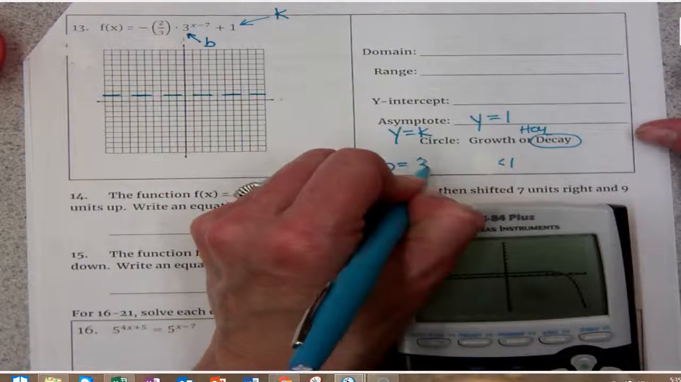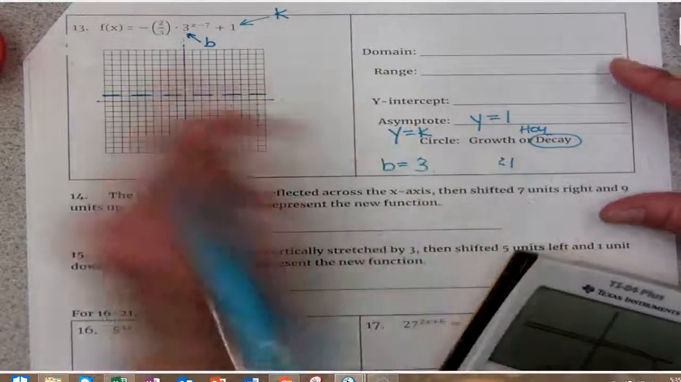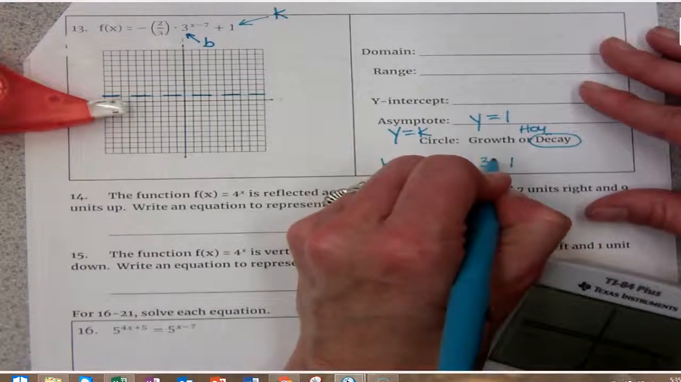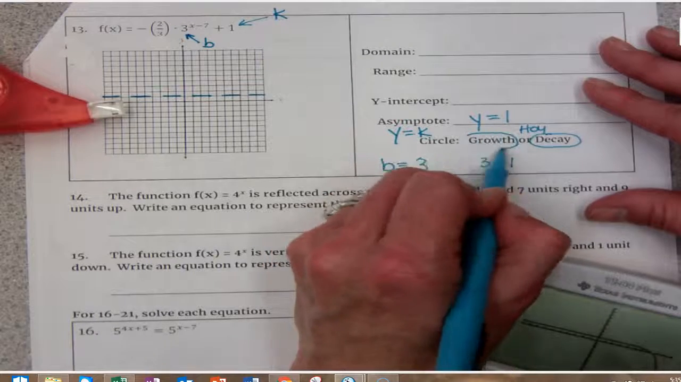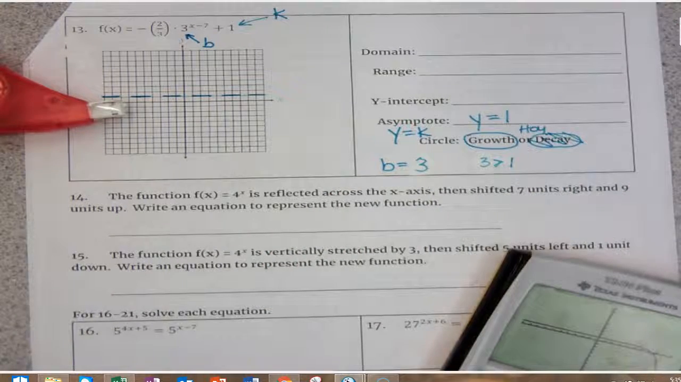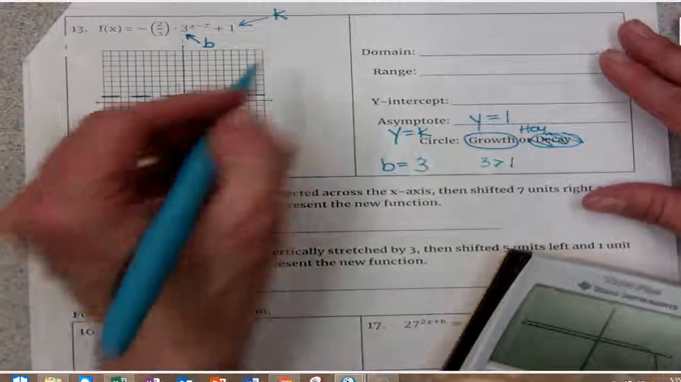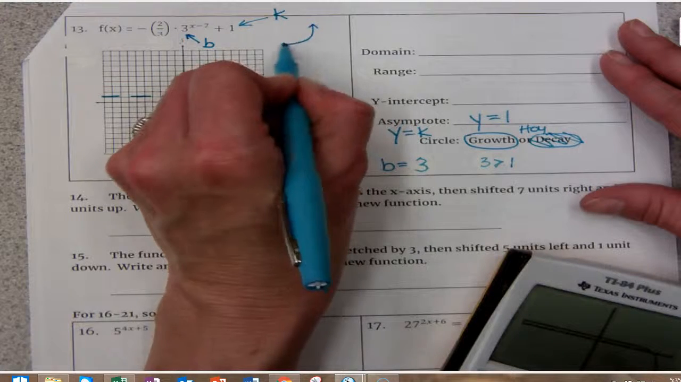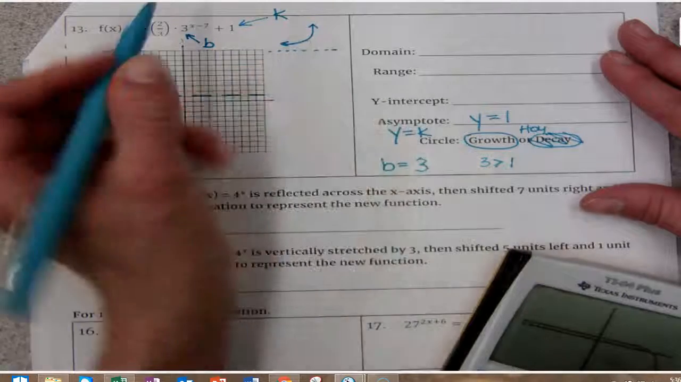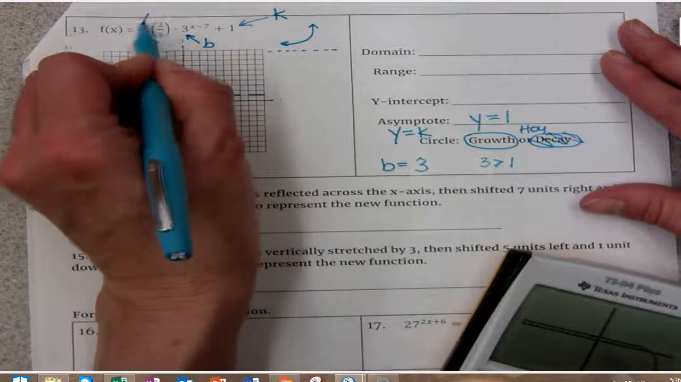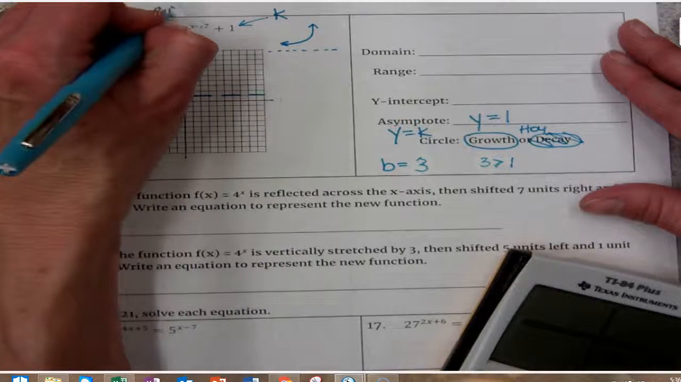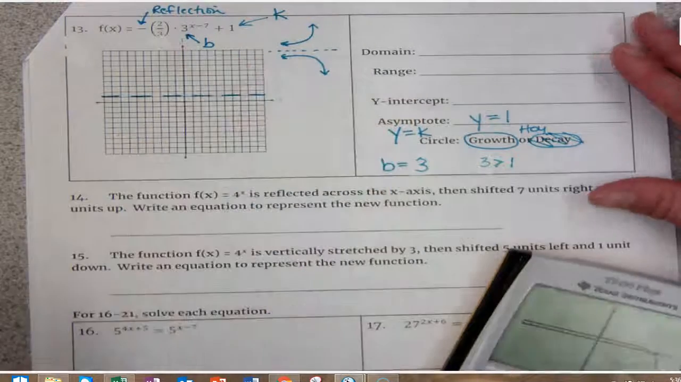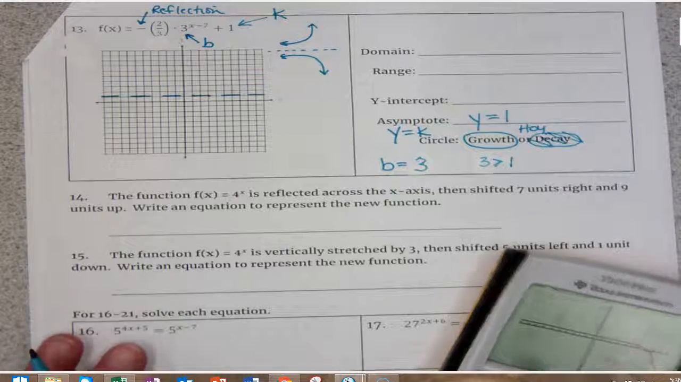Okay, so b is actually 3. So 3 is actually bigger than 1. So that's going to be a growth, not a decay. So I'm actually expecting my graph to look like this, right? But then it's reflected across the x-axis because of this negative sign, reflection. And so therefore, boom, it goes like this. It's still a growth.